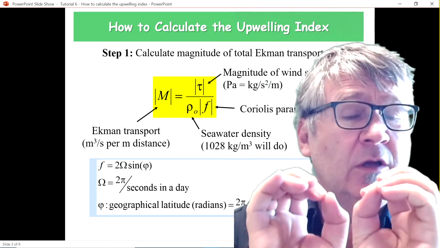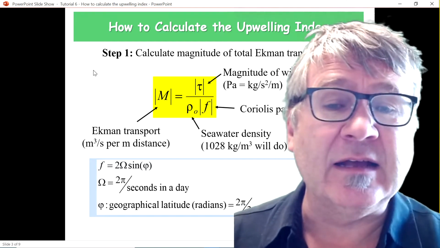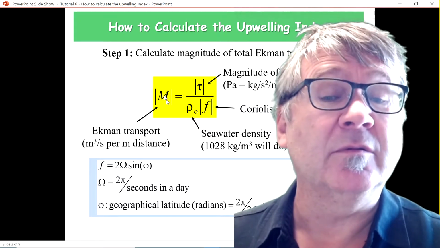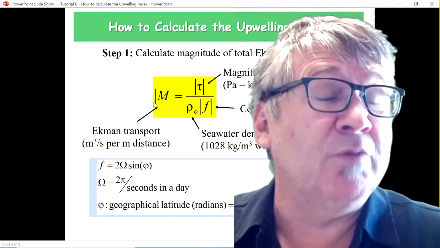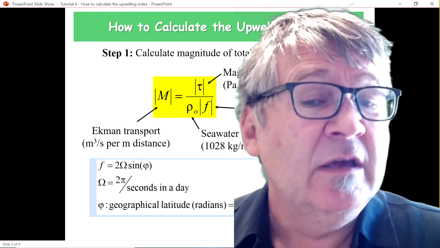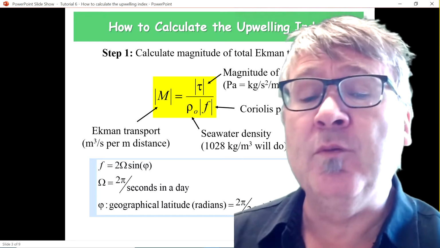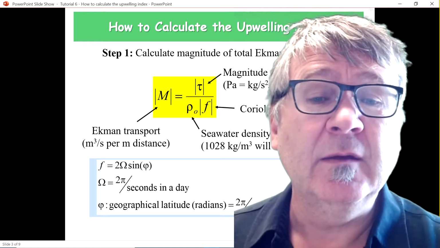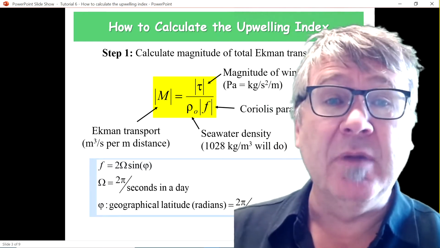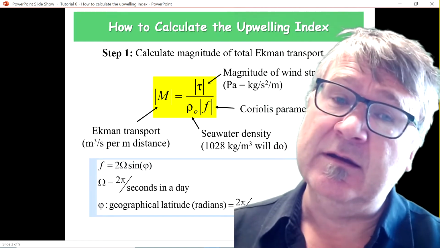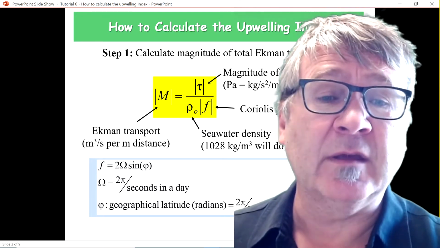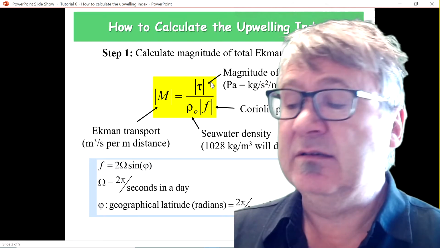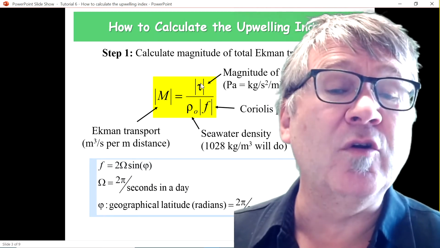First of all, these vertical lines in this formula mean magnitude. What it means is if the number is positive, you keep it positive. If it's negative, you convert it to a positive number. This is what we call magnitude. So it's just a number, not a vector. The magnitude of the wind stress is this Greek letter tau here.